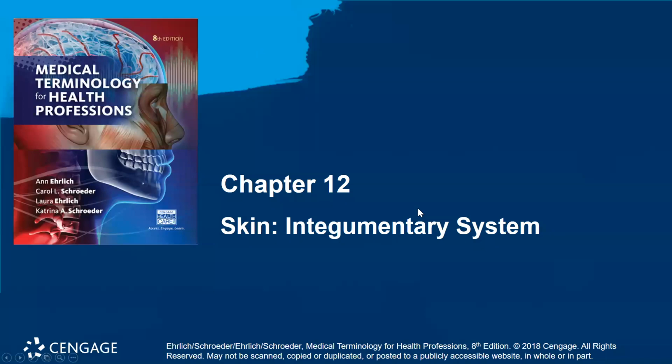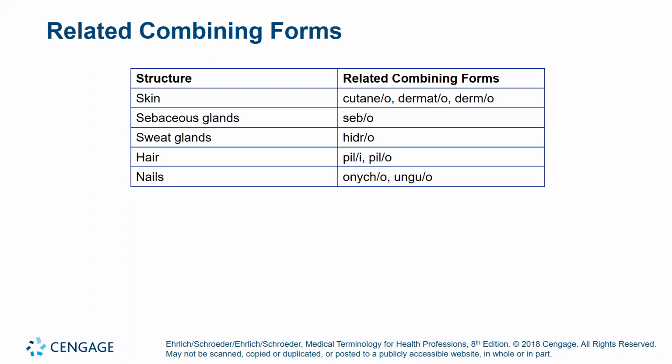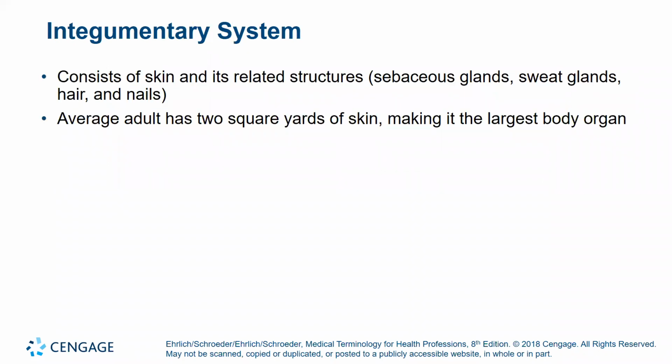Today we're going to talk about chapter 12, which is the skin, the integumentary system. So the structure: there are new combining forms: skin, cutano, dermato, and dermal. Sebaceous glands is sebal. Sweat glands is hydro. Hair, pili and pilo. Nails, ungual and ungual. So the integumentary system consists of skin and its related structures, which would be the sebaceous glands, sweat glands, hair, and nails. Average adult has 2 square yards of skin, making it the largest body organ.